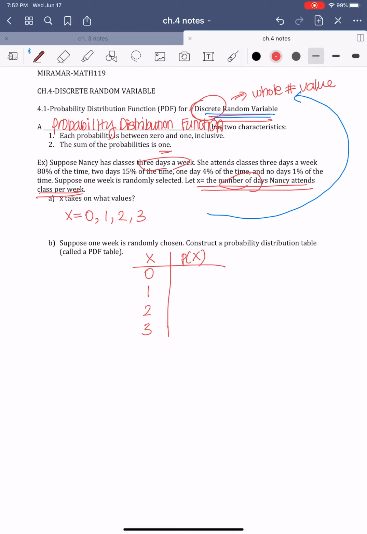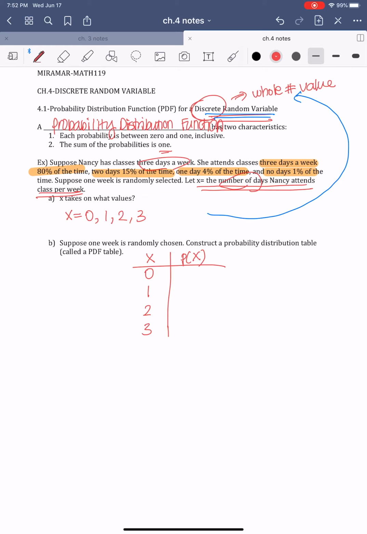So there's that description. Let's highlight it. She attends class 3 days a week 80% of the time, 2 days a week 15% of the time, 1 day 4% of the time, no day 1% of the time. So that is all the probabilities given to you. So you do not have to calculate it for this one.